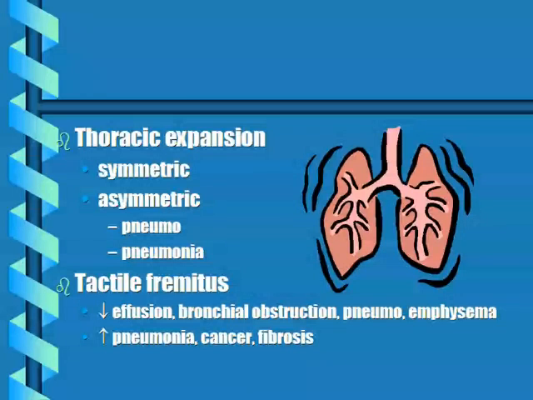So lower down, it'll be decreased because the sound won't be as loud. Makes sense. It's decreased with pleural effusion, bronchial obstruction, a pneumothorax, emphysema. It's increased with pneumonia, cancer, and fibrosis because your cancer, fibrosis, and your pneumonia tend to consolidate the tissue, so it tends to be a little bit louder.